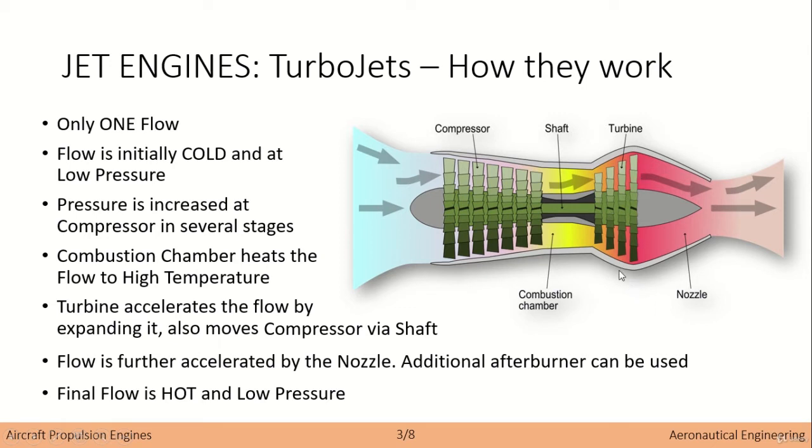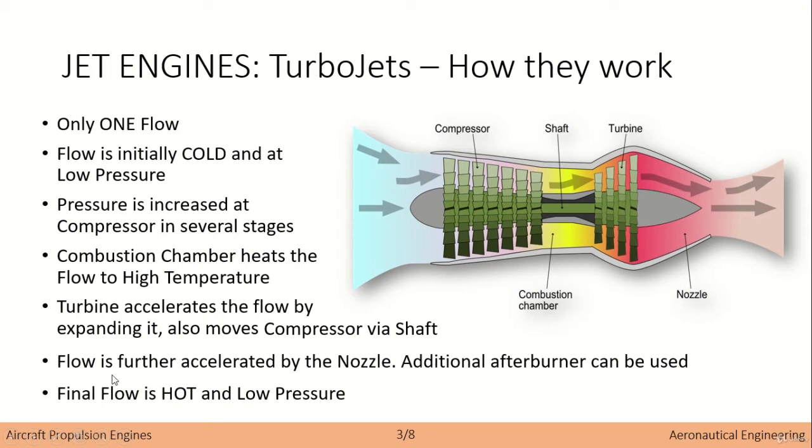Also, it's interesting to remember that the compressor is moved by the turbine. So when the turbine starts to operate, it will transmit the movement with the shaft to the compressor, and the compressor will start compressing, or pressurizing, the flow to the combustion chamber in order to optimize the whole engine cycle.